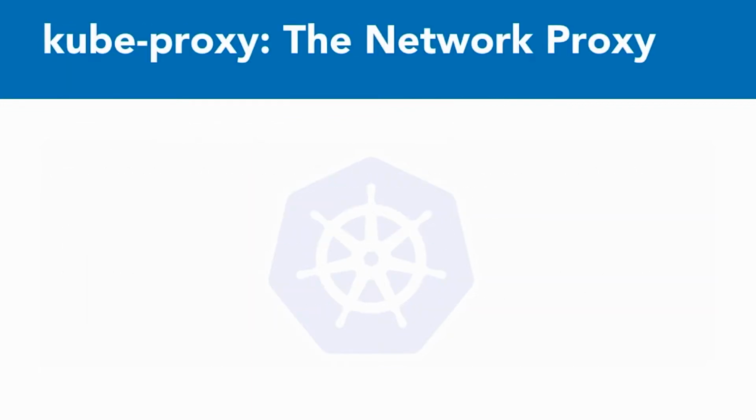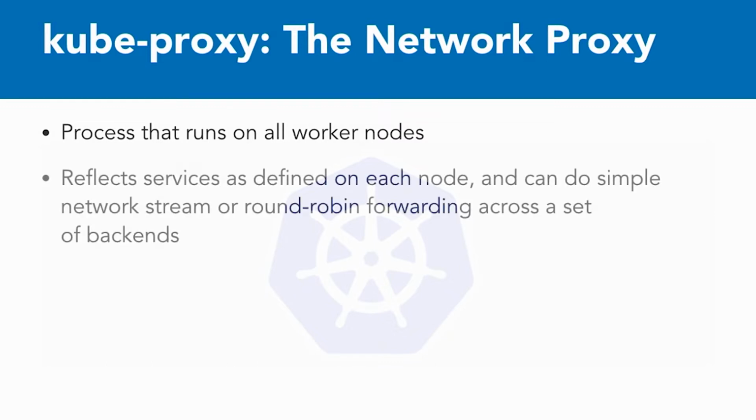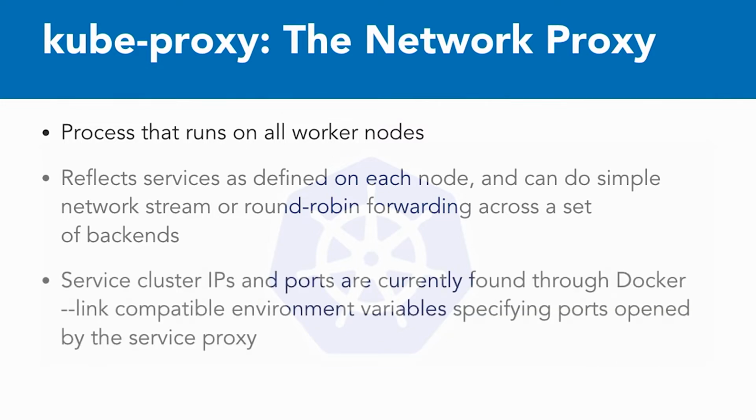The network proxy is called the kube proxy. This is another process that runs on all the worker nodes. The kube proxy reflects services that are defined in the API on each node and can do simple network stream or round-robin forwarding across a set of backends.